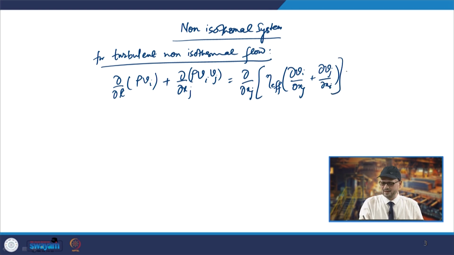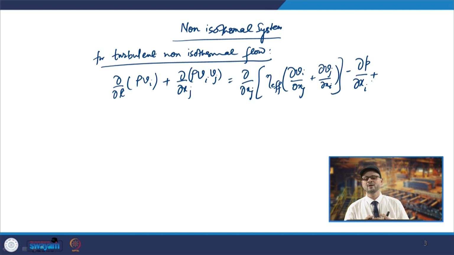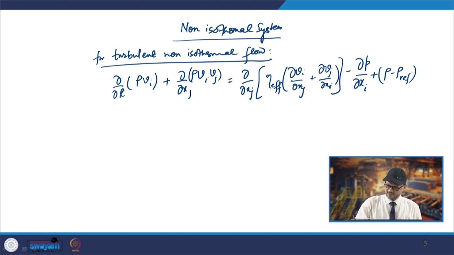And then you have the pressure term, that is dou P by dou xi, and in here you will have another term coming because of the difference in the density. So, it will be rho minus rho reference, multiplied by gi. So, this is taking that buoyancy force into account. This term is basically taken into account for the buoyancy force per unit volume.